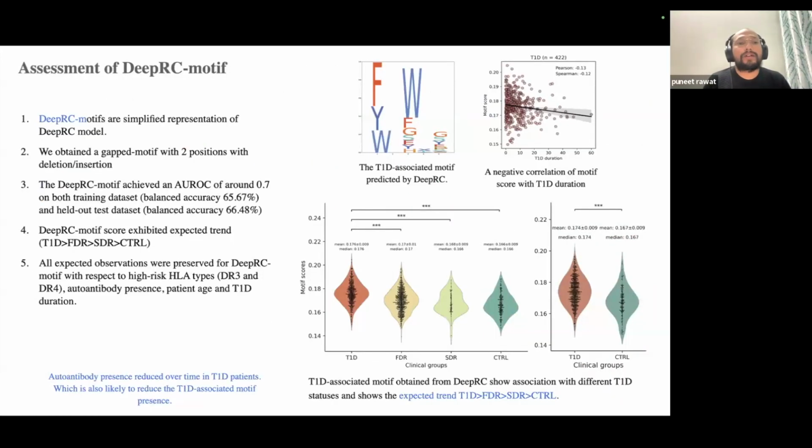And we used those sequences to generate a DeepRC motif. And on your screen, you can see the motif here. But this motif has two gap positions. Because of that, the motif was present in almost 17% of the total CDR3 sequences in a repertoire predicted as type 1 diabetic, compared to 0.04% we got from the HLA motif. But still we see the trend here that T1D repertoires have much higher motif score compared to others.